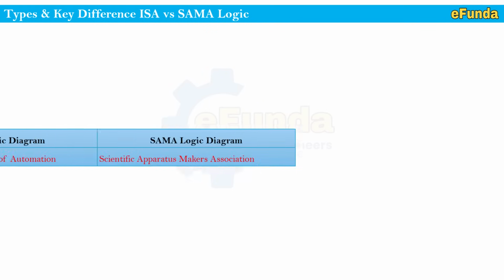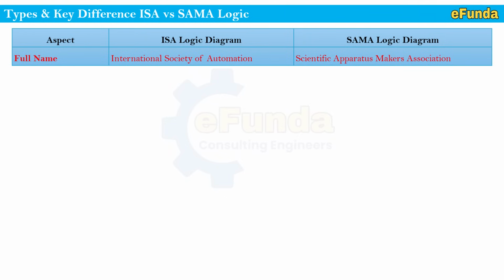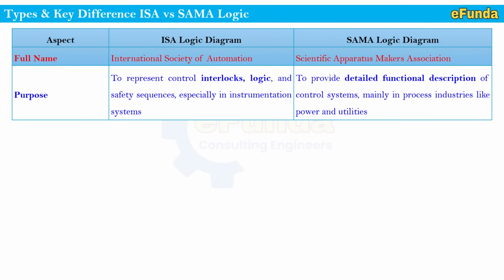First is the full name. ISA is the International Society of Automation, whereas SAMA logic is the Scientific Apparatus Makers Association. Purpose: ISA logic represents control interlocks, logic and safety sequences, especially in instrumentation systems. SAMA logic provides a detailed functional description of control systems, mainly in process industries like power and utilities.